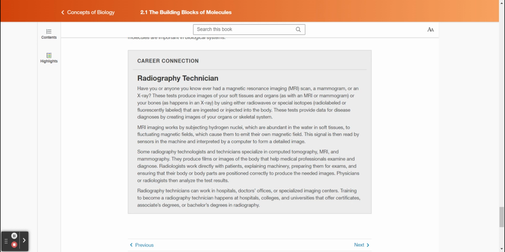Radiologists work directly with patients, explaining machinery, preparing them for exams, and ensuring that their body or body parts are positioned correctly to produce the needed images. Physicians or radiologists then analyze the test results. Radiography technicians can work in hospitals, doctors' offices, or specialized imaging centers. Training to become a radiography technician happens at hospitals, colleges, and universities that offer certificates, associate's degrees, or bachelor's degrees in radiography.